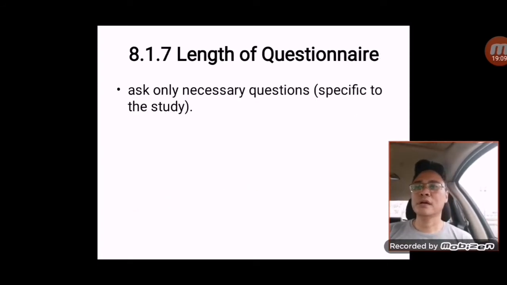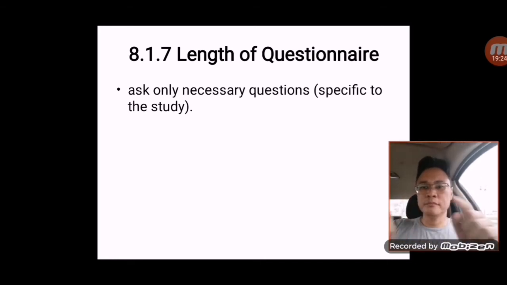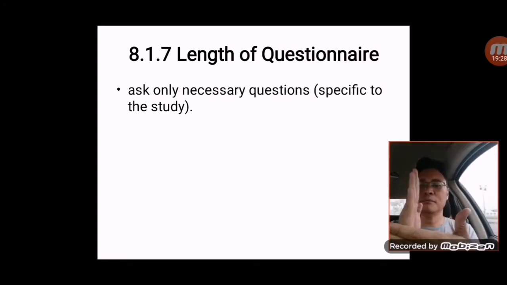Length of questionnaire. Ask only necessary questions specific to the study. Ada rule of thumb kalau buat questionnaire yang fieldwork distribution of questionnaire tu, satu helai dia buat landscape, tapi satu helai tu dia bagi kepada 3, 1, 2, 3 bahagian. Kalau dia buat macam tu dia mudah lah.